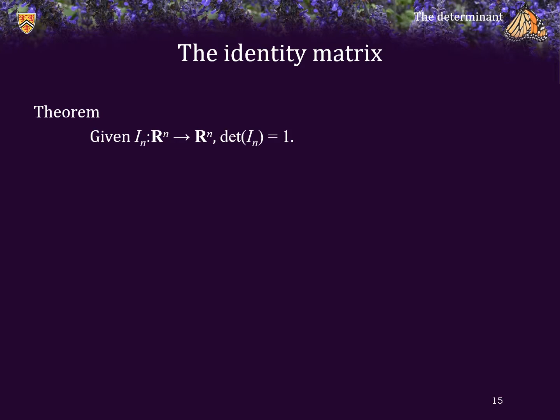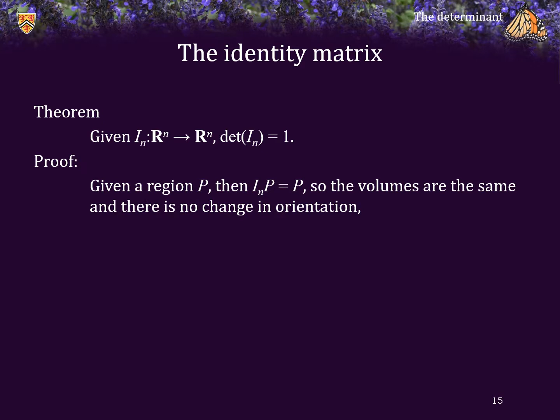Now, here's a different operator. Given the identity operator on R^n, the determinant of the identity operator is always 1. Proof. Well, given any region P, then the identity operator applied to each point in P gives us the exact same region, and so the volume is unchanged. Also, there's no change in orientation as every single point stays in the same location. Consequently, the determinant must be equal to 1.